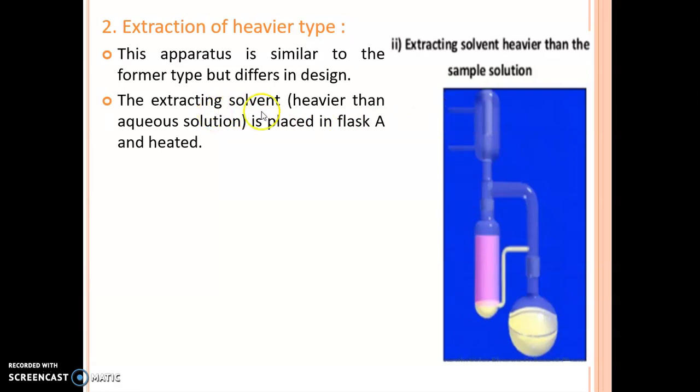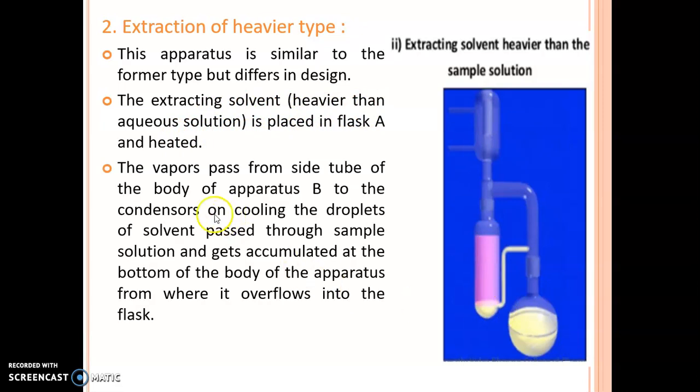Okay, the extracting solvent heavier than aqueous solution is placed in flask A and heated. The vapors pass from the side tube of the body of apparatus B to the condenser. On cooling, the droplets of solvent pass through the sample solution and get accumulated at the bottom of the body of the apparatus, from where it overflows into the flask. Okay, so this is about the extraction of heavier type than the sample solution. This achieves complete extraction. Okay, so this is the apparatus which is used for the heavier type of extraction.